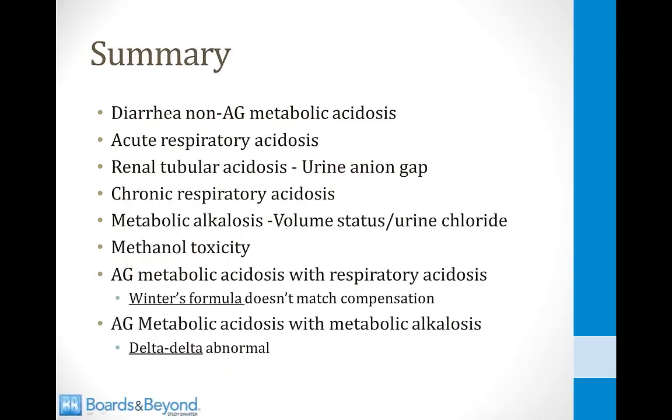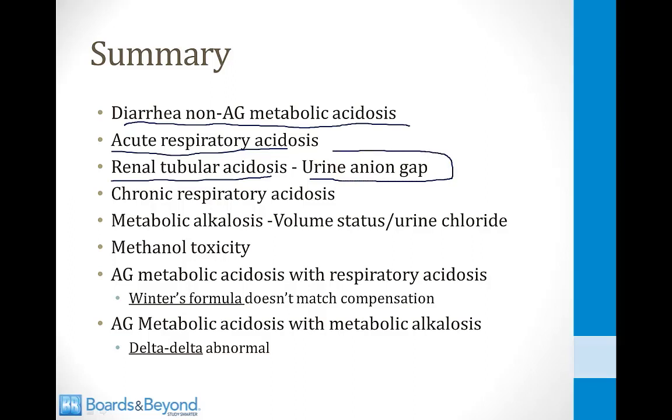So let me finish up with a summary of what we've seen in this module. We saw a case of diarrhea with a simple non-anion gap metabolic acidosis. That's a very basic acid-base problem that you should be able to solve. We saw an acute respiratory acidosis, and you should recognize that the CO2 goes up in acute respiratory problems, giving you an acidosis. We saw renal tubular acidosis, and remember that in these problems, the urine anion gap is very helpful, and you should recognize question stems for RTA patients with things like kidney stones and autoimmune diseases.